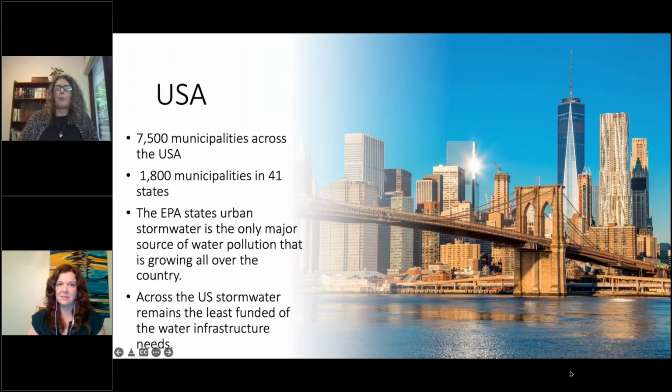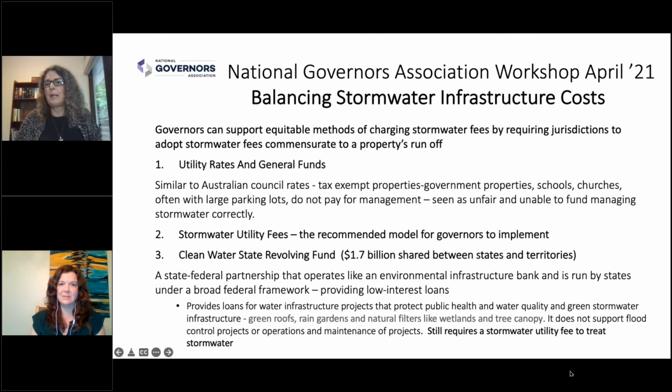The USA has been working on this since the 1970s, and they've got 1,800 municipalities in 41 states who have adopted this user pay system, out of 7,500 municipalities or councils across the USA. And just recently I was reading that the EPA last year actually stated that urban stormwater is the only major source of water pollution that is growing all over the country, and I believe it is actually growing here in Australia too, possibly because of COVID. And across the US, stormwater remains the least funded out of the three waters, and that's exactly the same as over here. So we're kind of duplicating the States.